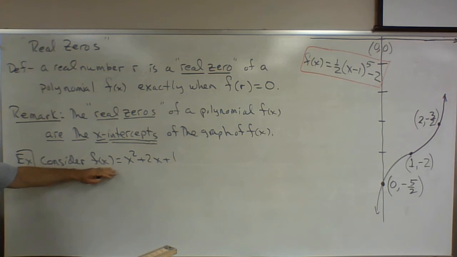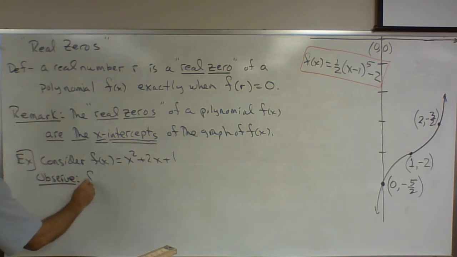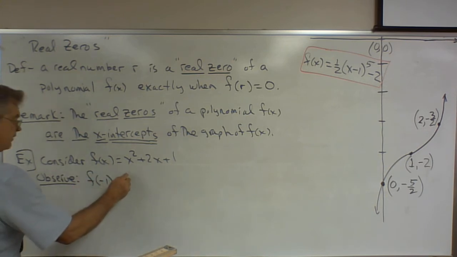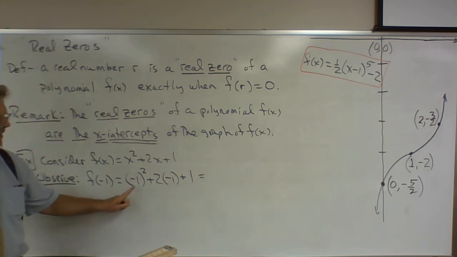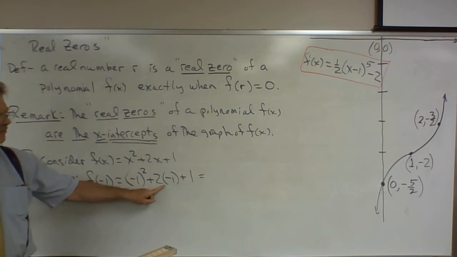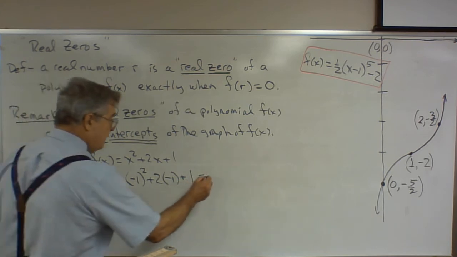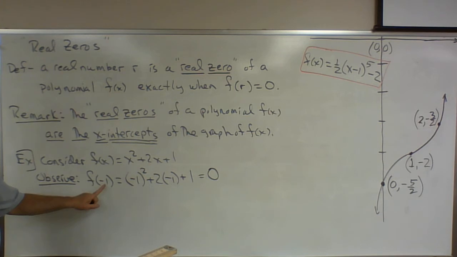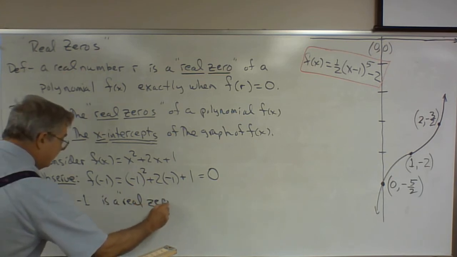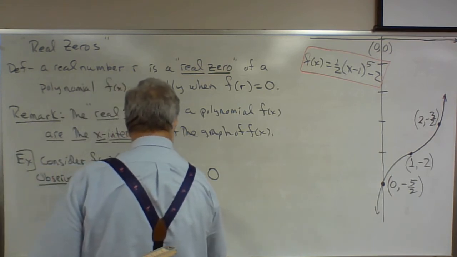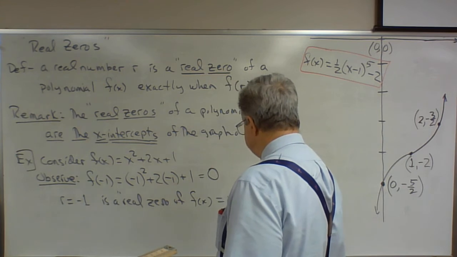Here's a polynomial, f of x, and watch what happens. If I plug -1 into this function, I get (-1) squared plus 2 times -1 plus 1. So let's see. (-1) squared is +1. Minus 2 is -1. Plus 1 is 0. Is -1 a real number? Yes, it is. And when we plug -1 into f of x, we get 0. So r equals -1 is a real zero of f of x equals x squared plus 2x plus 1.